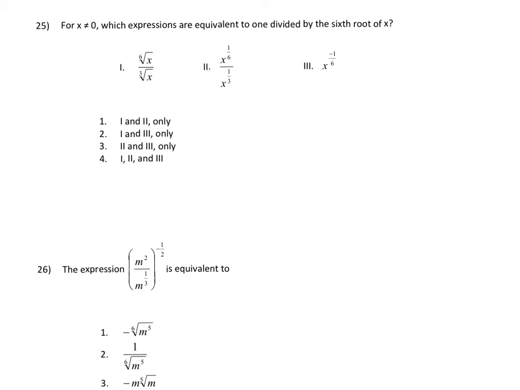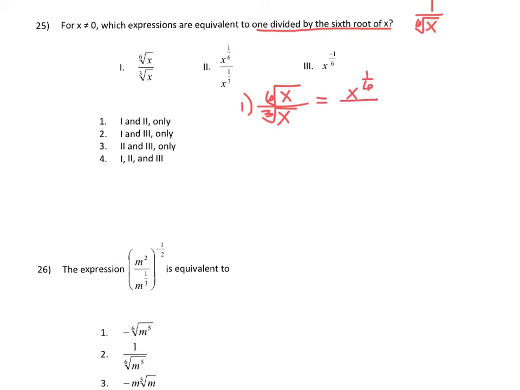All right, so number 25 wants to know which expressions are equivalent to 1 divided by the 6th root of x. So 1 divided by the 6th root of x. All right, so I'm going to go through each of these answer choices one by one and see which works. Okay, so choice 1, I just wrote down here, and I'm just going to take this out of radical form. So using power over root, this is the 6th root of x to the 1st power. So I can rewrite that as x to the 1/6 power.